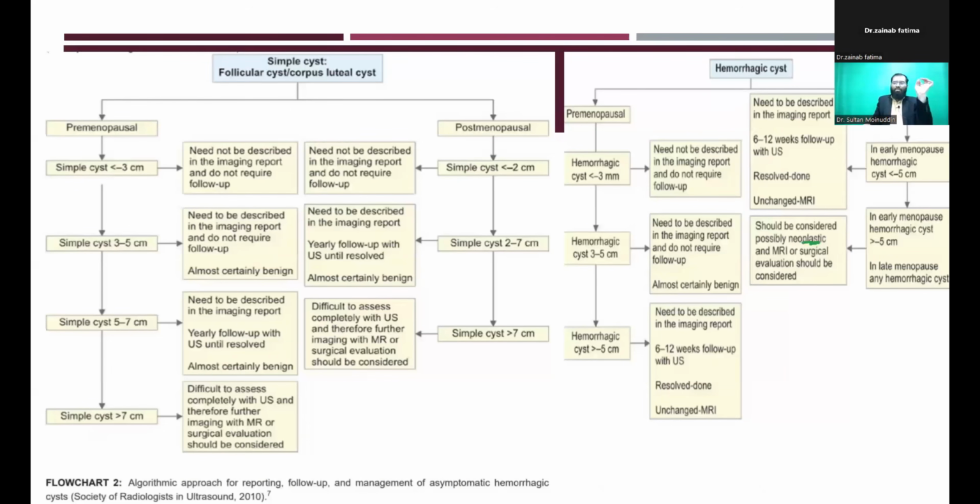So now what is to be done once you have a cyst on your scan? Two important things. You have to first see if it's a follicular cyst, corpus luteal cyst. So simple cyst versus hemorrhagic cyst. Once you make out that it's a follicular or corpus luteal cyst, you see if it's a premenopausal female or a postmenopausal female. If it's a premenopausal female with simple cyst less than 3 centimeter, nothing is to be done. Less than 3 centimeter, nothing is to be done. Follow-up also is not required.